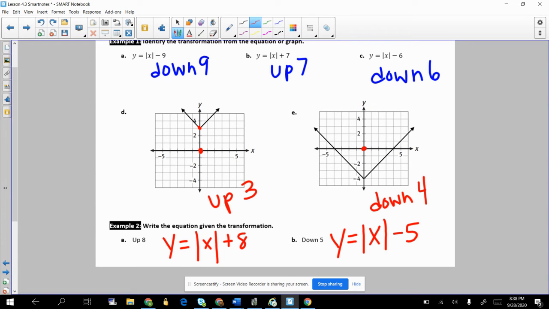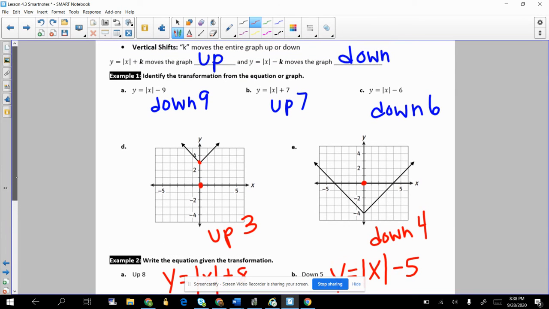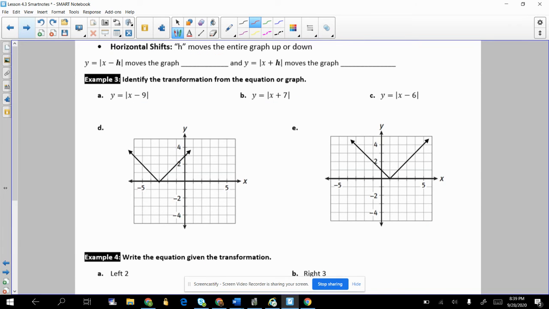All right, so that is how a function or an absolute value graph would move up or down, plus k or minus k outside of the absolute value bars. Okay, that is a vertical shift, up or down. Now, a horizontal shift moves the entire graph. Oh, that should say left or right. Okay, so left or right.